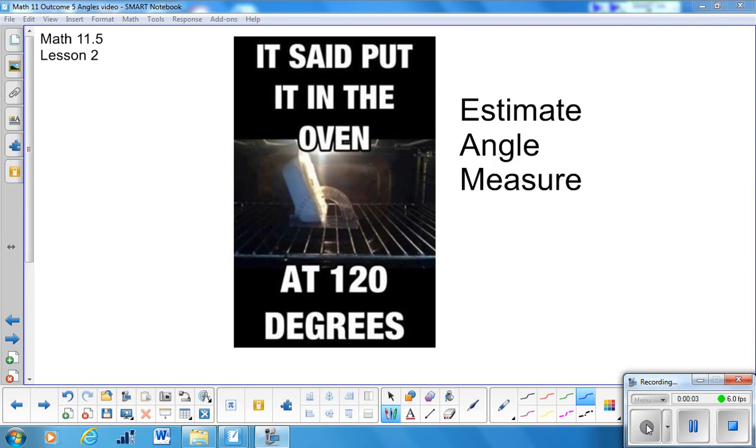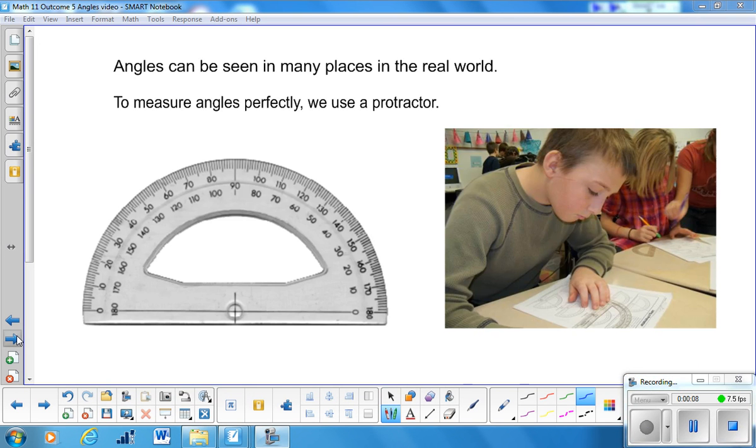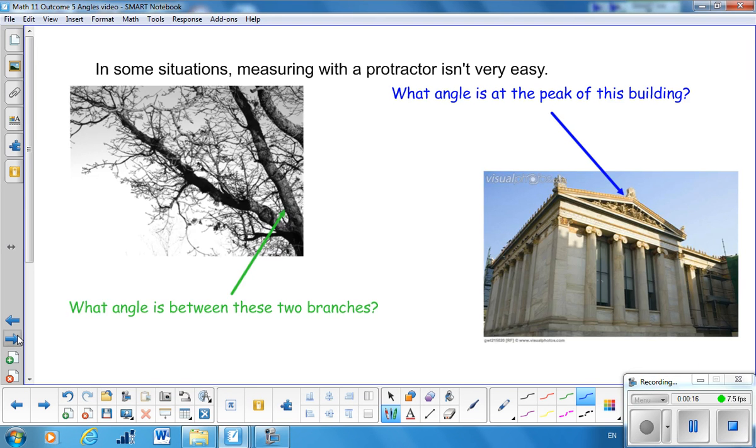11.5, Lesson 2, Estimating Angle Measure. Angles can be seen in many places in the real world. To measure angles perfectly, we use a protractor. In some situations, measuring an angle with a protractor isn't very easy.